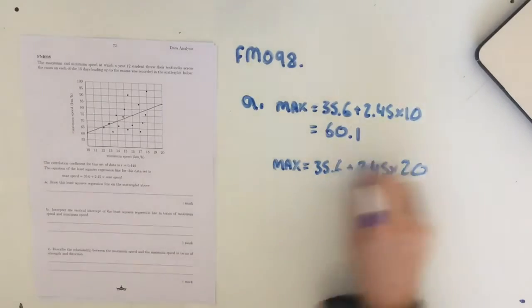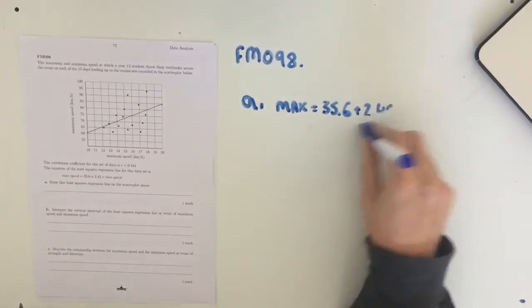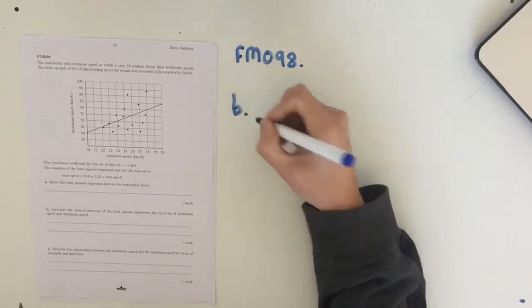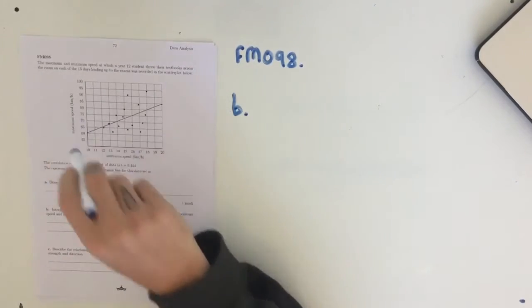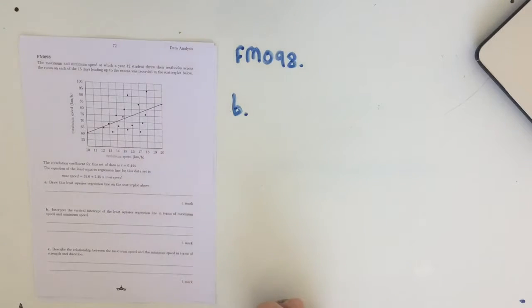Part B then goes on to say, interpret the vertical intercept of the least squares regression line in terms of maximum and minimum speed. Cool, so remembering that our vertical intercept isn't actually here, we can see from our equation that when our minimum speed is 0, our max speed is going to be 35.6. Which doesn't make a hell of a lot of sense considering that if there's a maximum speed of 35.6 then the minimum speed would have to be at least 35.6 as well. It can't possibly be 0, but for the sake of this exercise we're going to say that it does work.